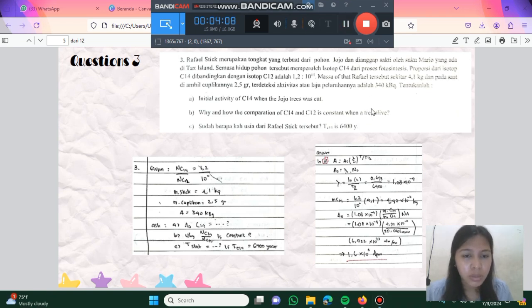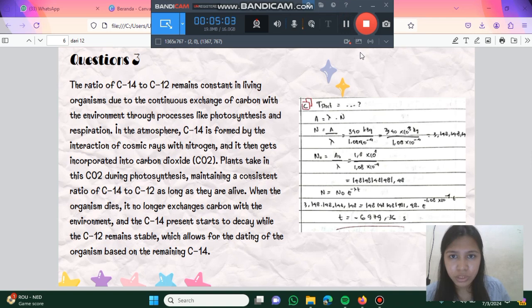So with the problem, we can see the formula to find A is A0 times half to the power of T per T half, and A0 is lambda times N0. So we get lambda is 1 times 0.8 times 10 to the power of minus 4, and MC14 is 4 times 92 times 10 to the power of minus 11 kilogram. So we can see A0 is 1 times 6 times 10 to the power of 9 dpm. The next is B problem.